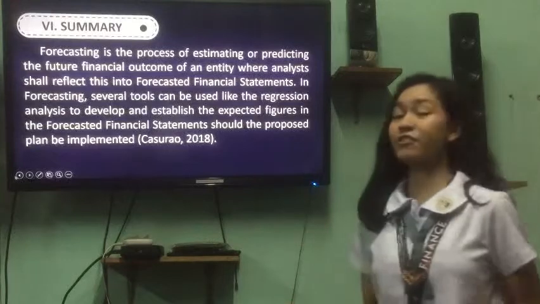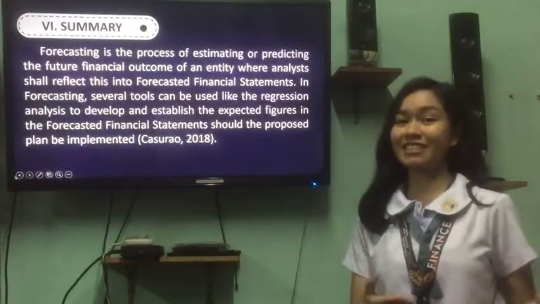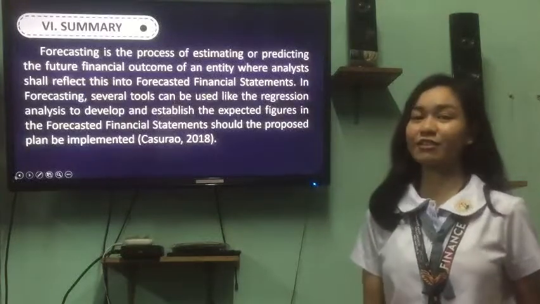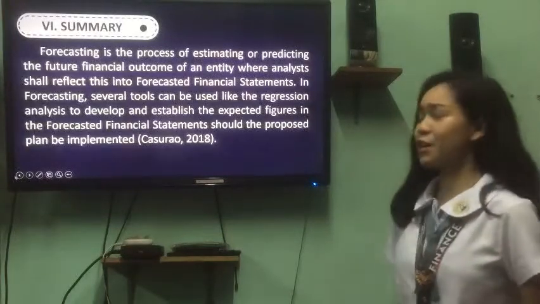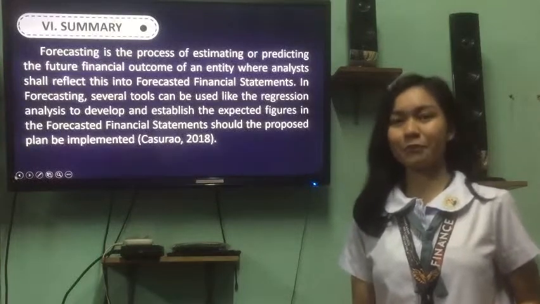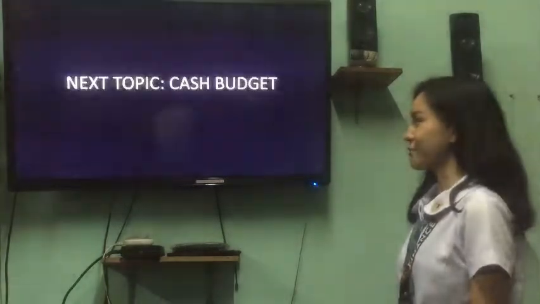In forecasting, several tools can be used, like the regression analysis. This can be used to develop and establish the expected figures in the forecasted financial statements should the proposed plan be implemented, and this is according to Dr. Casurao. So, the next lecture is cash budget.